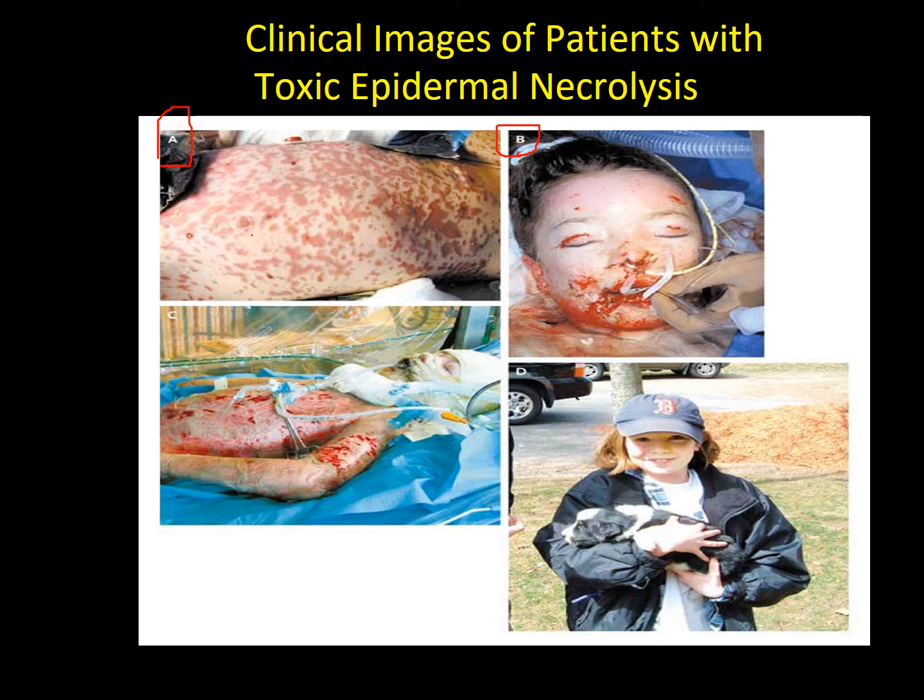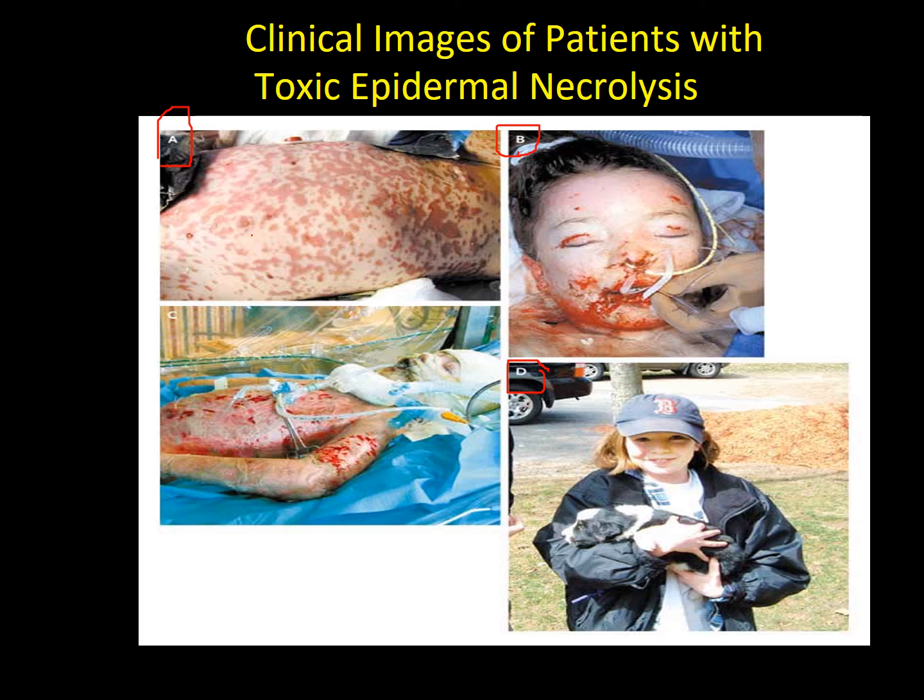A is not the same person, but B, C, and D are all this same little girl. And this is a little girl who experienced toxic epidermal necrolysis after being given carbamazepine. I guess she was having seizures. And this is what happens. First, it's the rash. A is just here to show you what the dermal exfoliation looks like. But with this little girl, you can see what happened to her skin. She had to be intubated. And then down here at the bottom on picture D is her 2 years later in recovery. But it is very serious, potentially life-threatening.